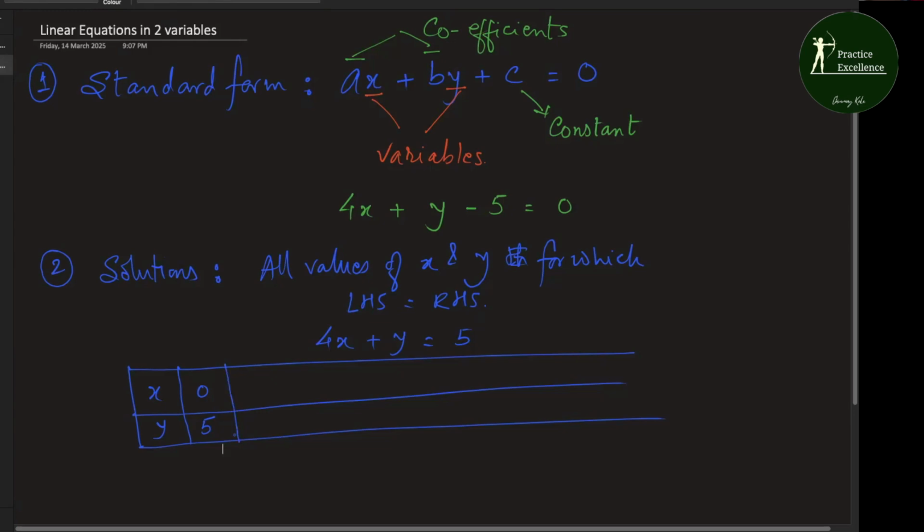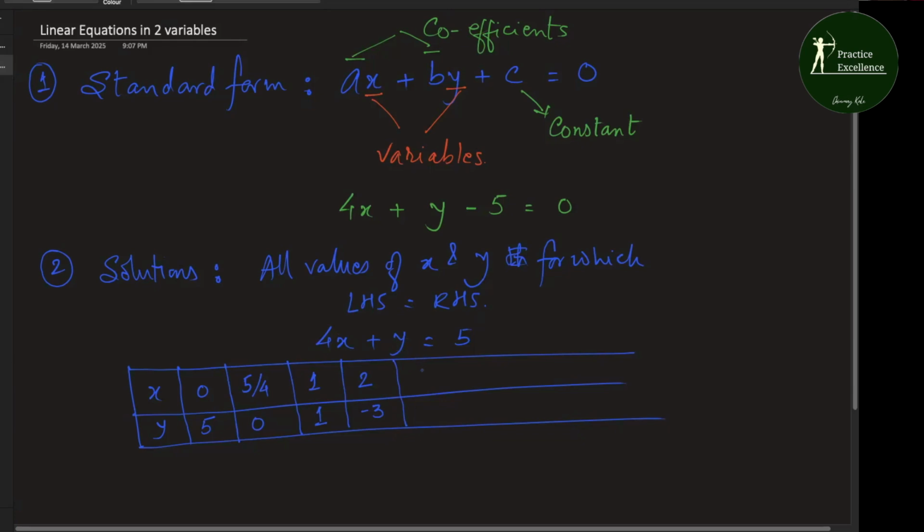Now let us see some other values. Let us put y equals 0. When y is 0, then 4x equals 5 and x equals 5 by 4. Now let us see what if y equals 1. If I put y equals 1, then 4x is 5 minus 1, which is 4, and x is also equal to 1, right? Now what happens if x is 2? If x is 2, then 4 into 2 is 8, and then we have y equals 5 minus 8, which is minus 3.